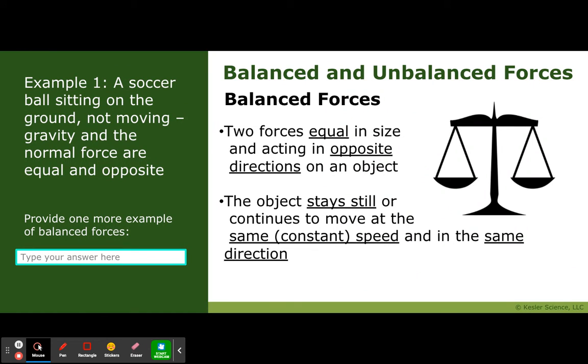Two forces equal in size and acting in opposite directions of each other is an example of a balanced force. The object stays still or continues to move at the same, also known as constant, speed and in the same direction. For example, you have a soccer ball sitting on the ground. It is not moving. Gravity and the normal force are equal and opposite, therefore it is balanced. What is another example that you can provide? Type it right here in the answer box.